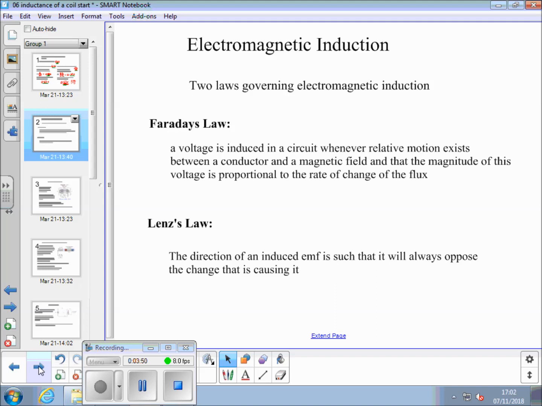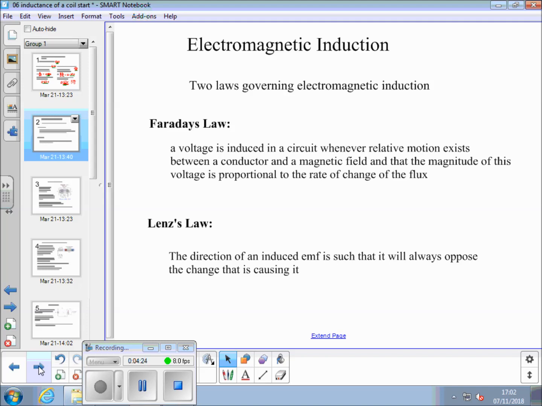Lenz's law states that the direction of an induced EMF is such that it will always oppose the change that is causing it. So it becomes an extra resistance to current flow. Because we have this change in current, or change in magnetic field, the voltage induced is going to be in a direction such that it tries to oppose that change. It provides some resistance to it.